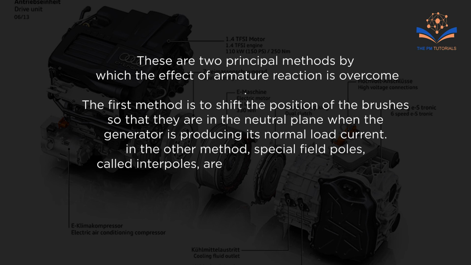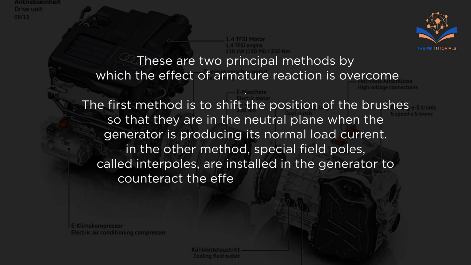The first method is to shift the position of the brushes so that they are in the neutral plane when the generator is producing its normal load current. In the other method, special field poles called interpoles are inserted between the main field poles to counteract the effect of armature reaction.